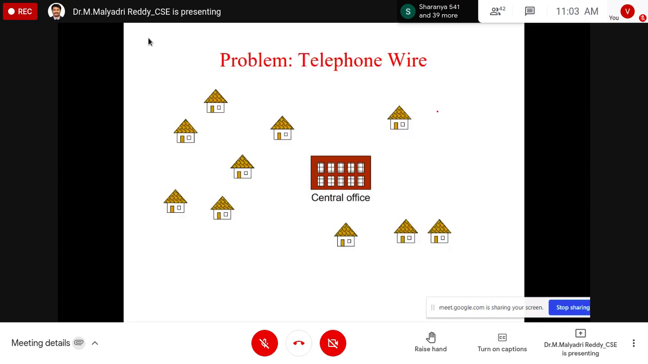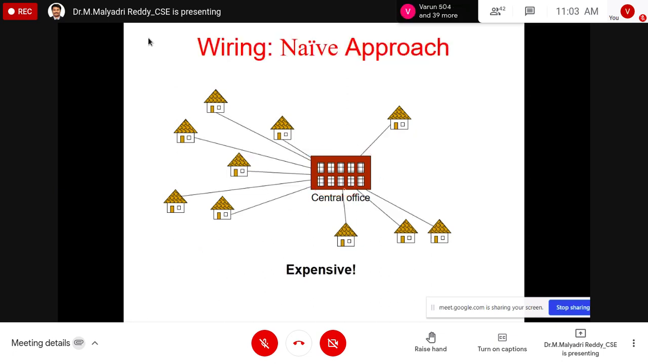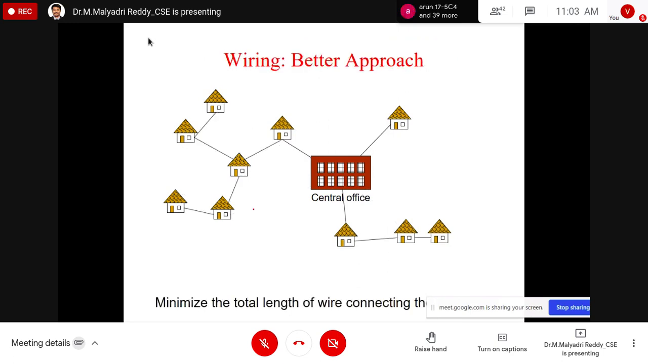Why do we need to choose the spanning tree concept? Suppose in a network or telephone connections, different nodes are there in the network. This is the server. If you give the connections like this, it will be more expensive. Why? Because each time we need to give connections from the server to the corresponding terminal, it takes more expense and more path, which means cost. To overcome that, by using the spanning tree, I have to do it like this.